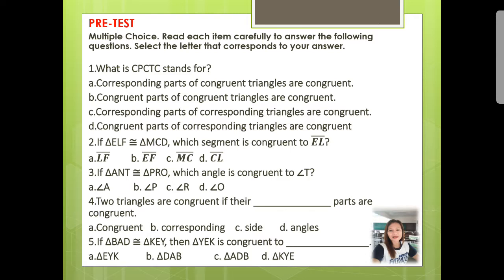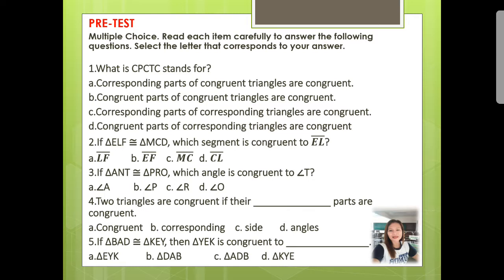For number 1, what does CPCTC stand for? Letter A, corresponding parts of congruent triangles are congruent. Letter B, congruent parts of congruent triangles are congruent. Letter C, corresponding parts of corresponding triangles are congruent. And letter D, congruent parts of corresponding triangles are congruent. So, what do you think CPCTC stands for? The answer is letter A. Corresponding parts of congruent triangles are congruent.